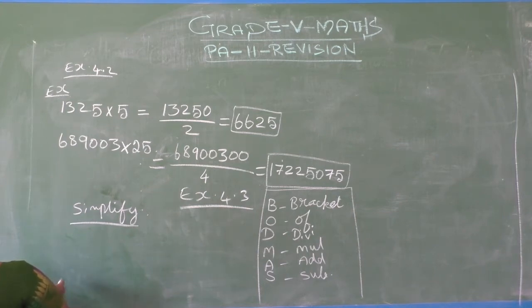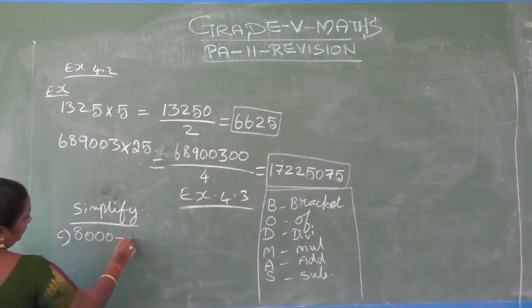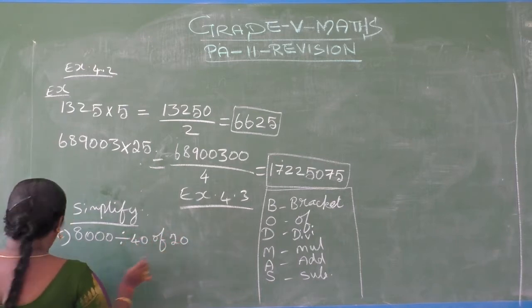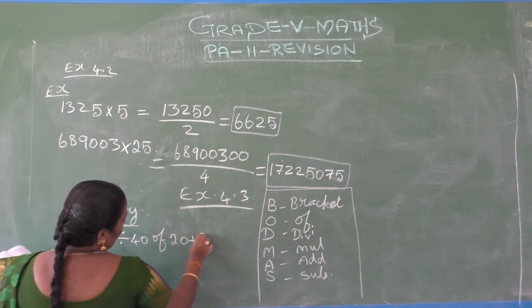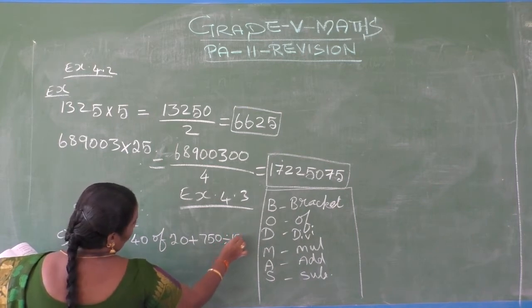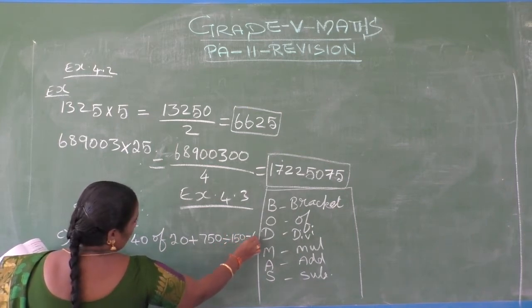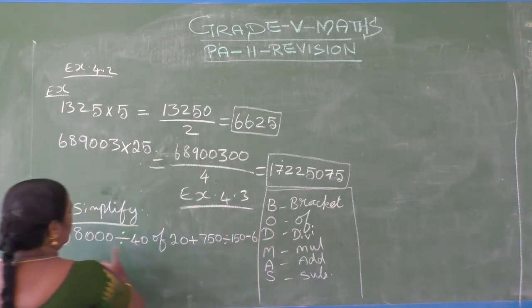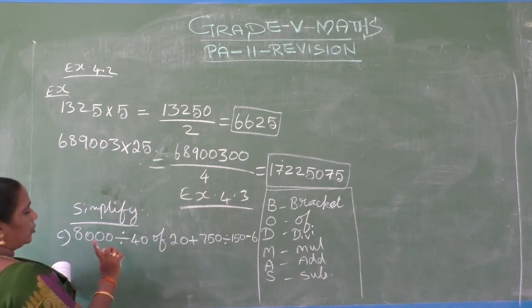See, I will do one sum. For example, 8,000 divided by 40 of 20 plus 750 divided by 150 minus 6. In this sum you have all operations. First we have to do the bracket. In this sum, do you have any bracket? Is there? No bracket. So leave it.